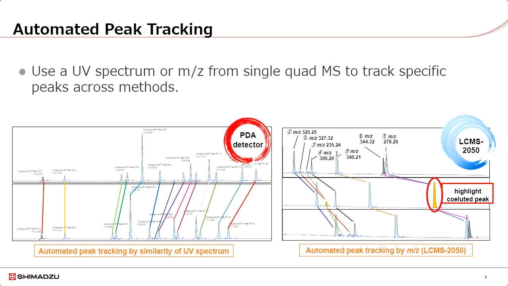Your software should also be able to compare chromatograms of each compound across several methods being run. It's often difficult to keep track of peaks as the shape and retention time can change between methods. Therefore, it would be ideal if your software could automatically track those peaks using either the UV spectrum of the compound or the mass to charge ratio if you're using a single quad mass spec, leading to even more specificity than UV profiles.